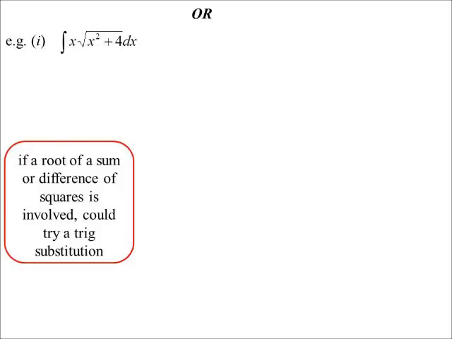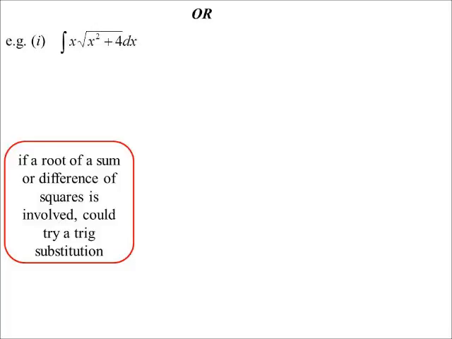Square root of something squared. If I've got a square root of a single term squared, that's easy to do, because square root and square cancel out. How do I change two terms into one? Trig identities. If you see the root of a sum or a difference of two squares, you could try substituting in a trig identity.